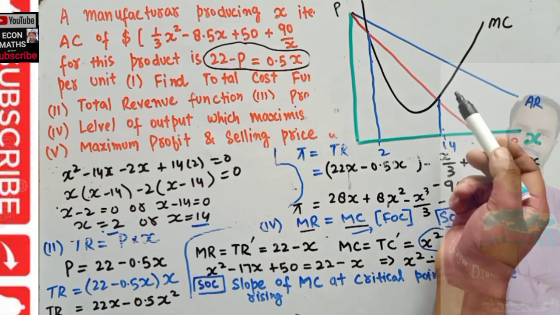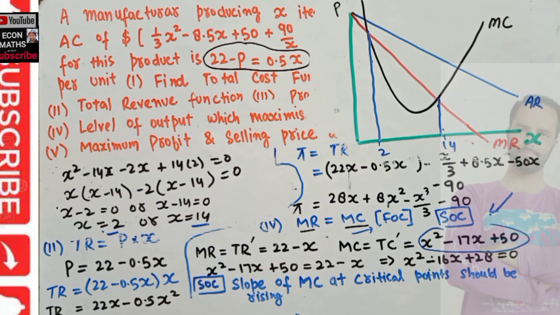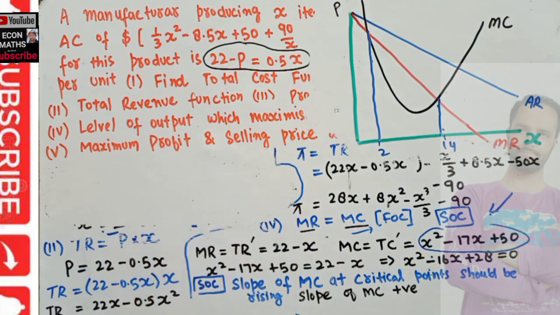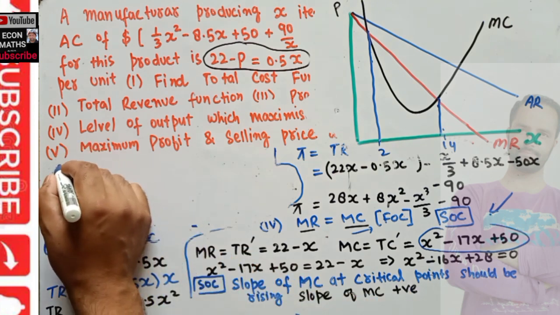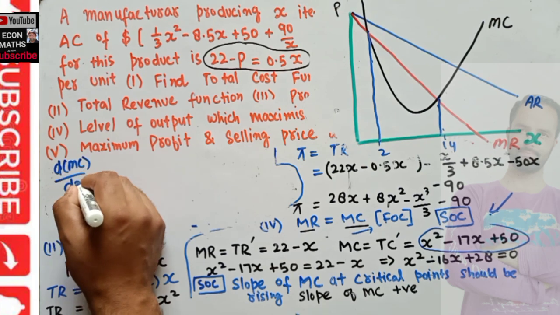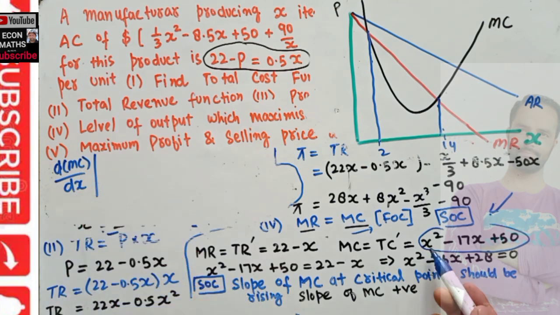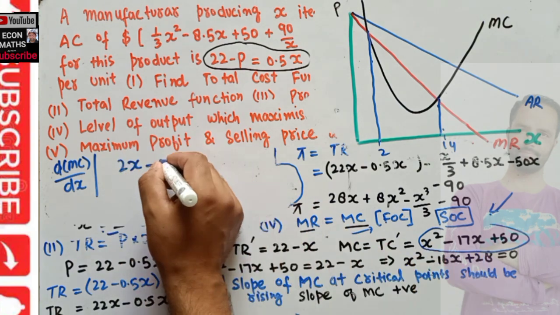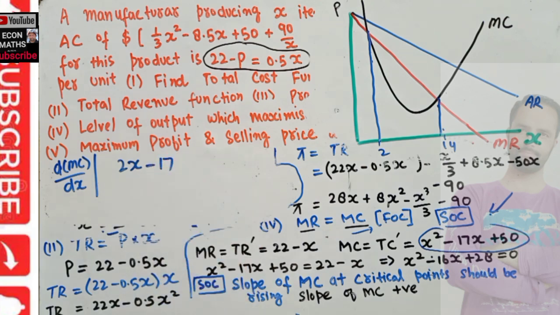So let us see at which point the marginal cost is rising. Marginal cost rising means the slope of marginal cost at critical points should be positive. By slope we mean the derivative of the marginal cost function, that is dMC/dx at critical points, should be positive. So let's first figure out the slope of this marginal cost function. The derivative of x square is 2x, so we get 2x minus the derivative of 17x, which is 17. Now evaluate it at critical points.